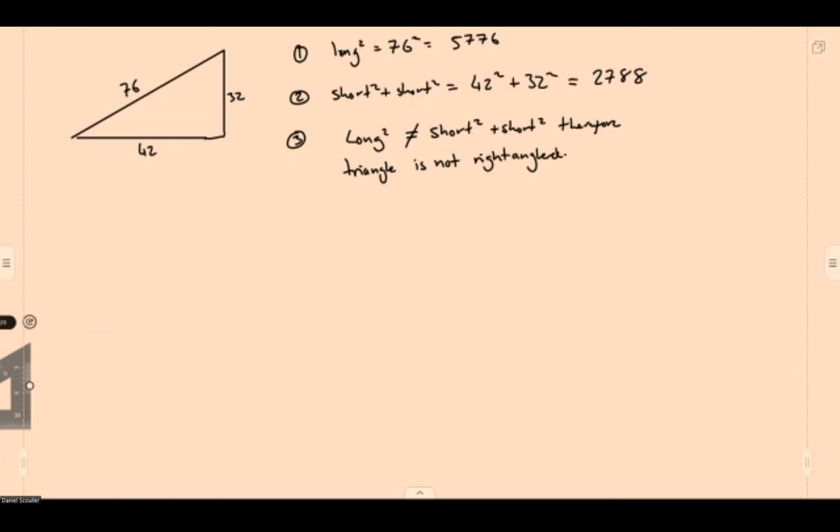Okay. So it's 50-50 in what they give you, to be honest. If the numbers don't match, then that angle in there is not right angled.